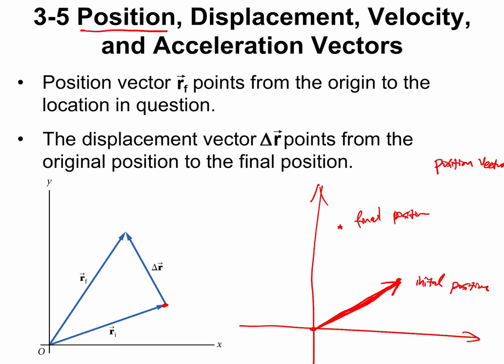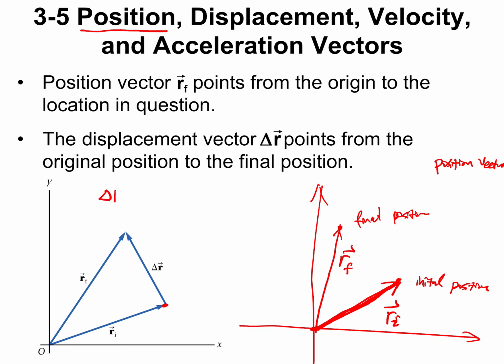Okay, so this vector is your initial position. We call this Ri. So we use a position vector to describe the position. Okay, so final position, same thing here, Rf. Okay, and what is displacement?